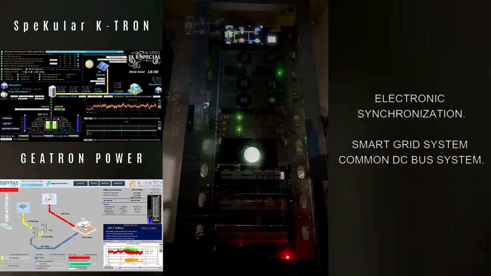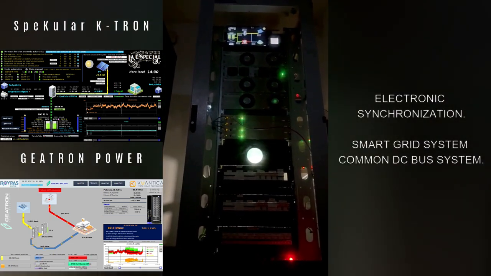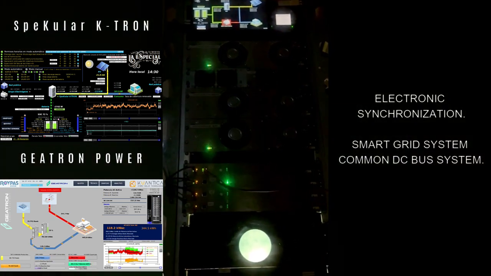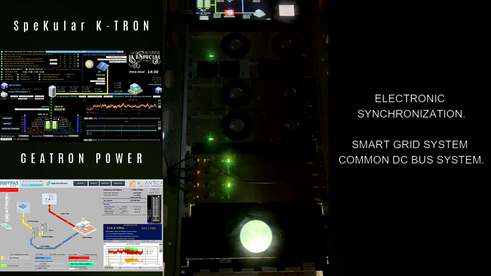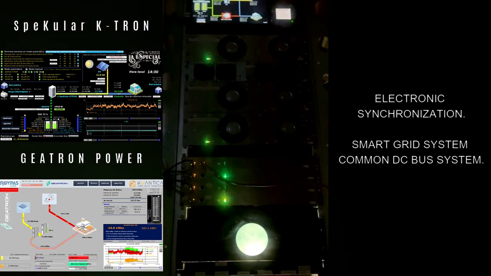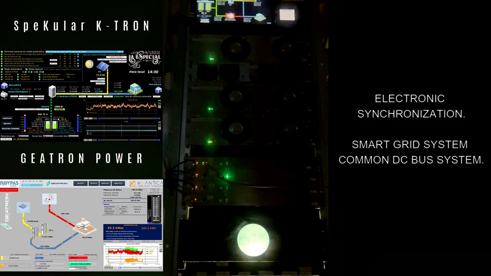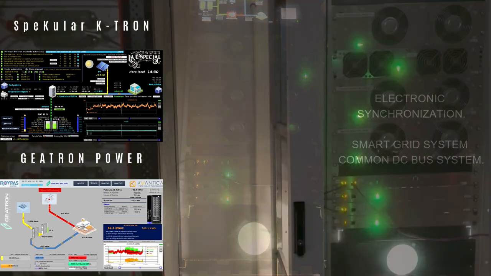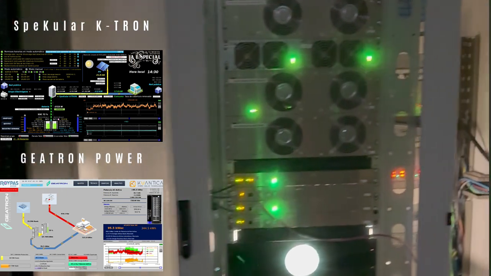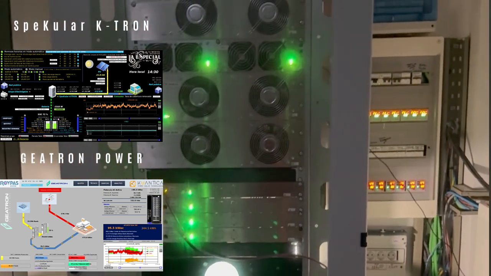Electronic synchronization. Smart grid system, common DC bus system. Common high-voltage DC bus involved in all processes. The working voltage of the common DC bus has stable dynamic behavior with zero current balance. The common DC bus allows sequential or simultaneous operation of all components.